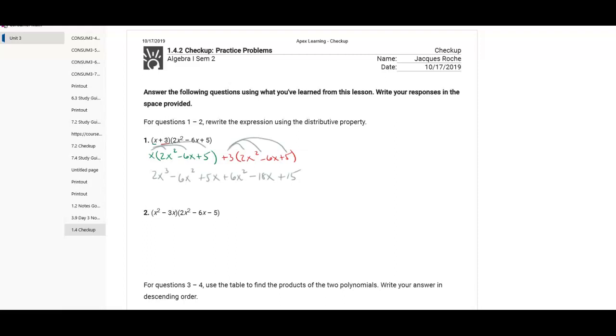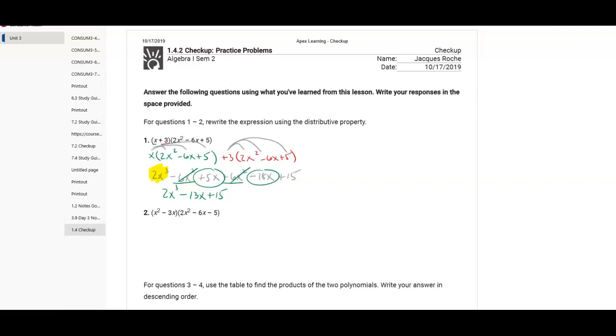Now from here, I'm going to combine like terms, right? So I'm going to have 2x to the third, then negative 6x squared plus 6x squared. That will give you 0x squared, so they eliminate. 5x minus 18x is minus 13x, and then plus 15. And this is what you would get. So remember, the one thing you have to do is make sure you pull each term in the first polynomial out, then distribute it to the second polynomial, and combine like terms.